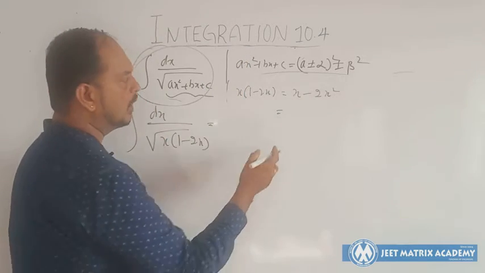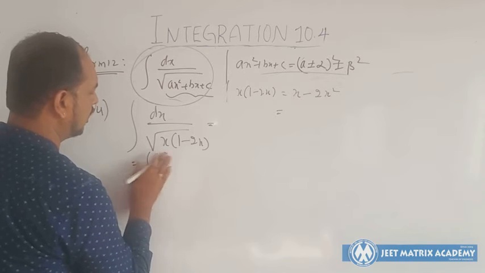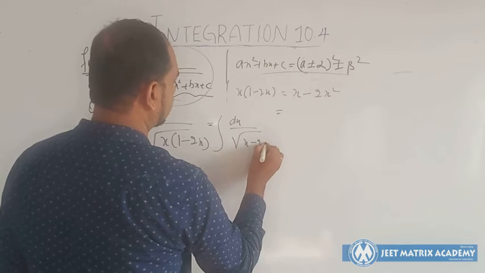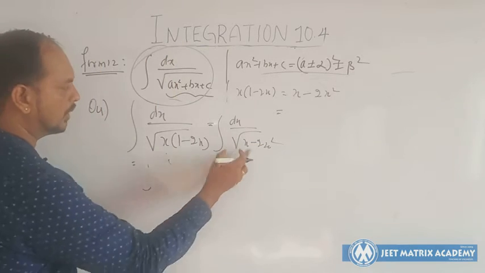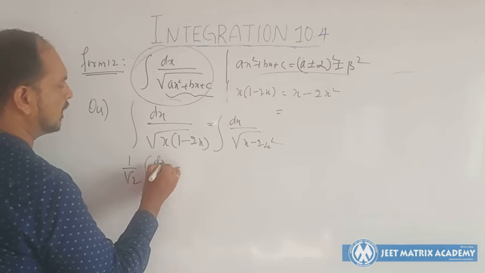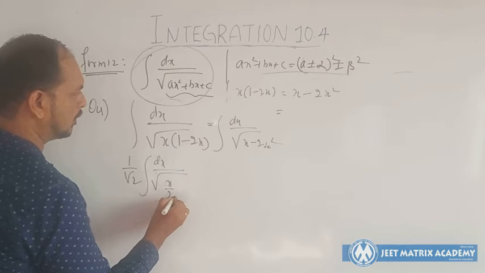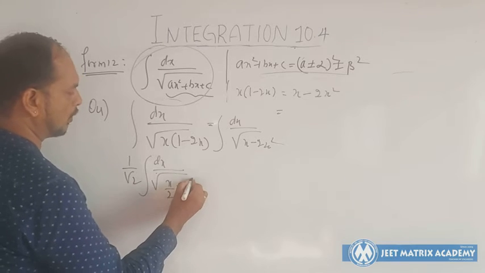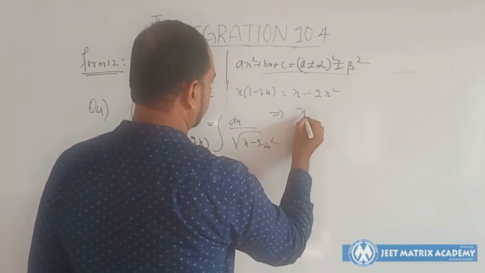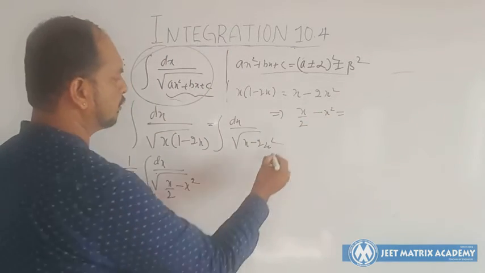So now take 2 out, that means integration of dx divided by root of x minus 2x square. Now take 2 out, I mean to say 1 by root 2, dx divided by under root x by 2 minus x square. Now I'll consider only x by 2 minus x square. I'll try to simplify this part.